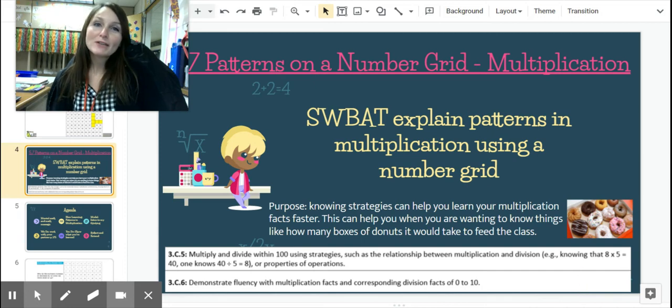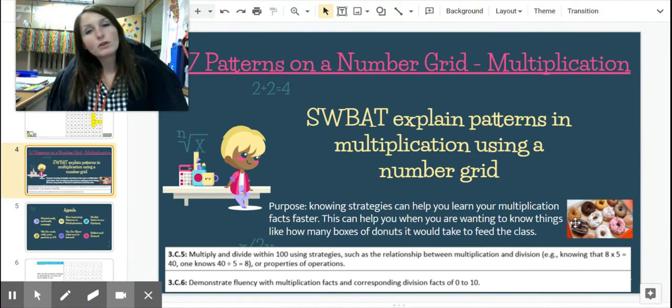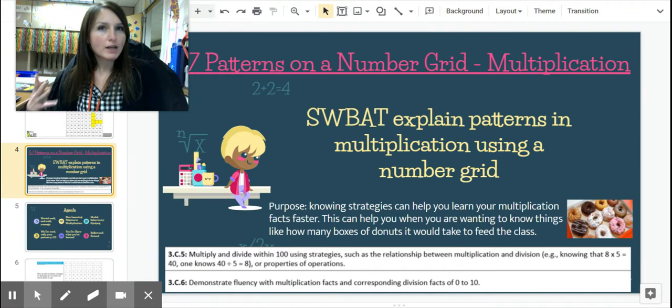All right, so today we're looking at 5.7, patterns on a number grid with multiplication. We're going to explain the patterns in multiplication using the number grid as our evidence. So this is something, again, that we want to help us with practicing our multiplication facts. That's what all these strategies are for.